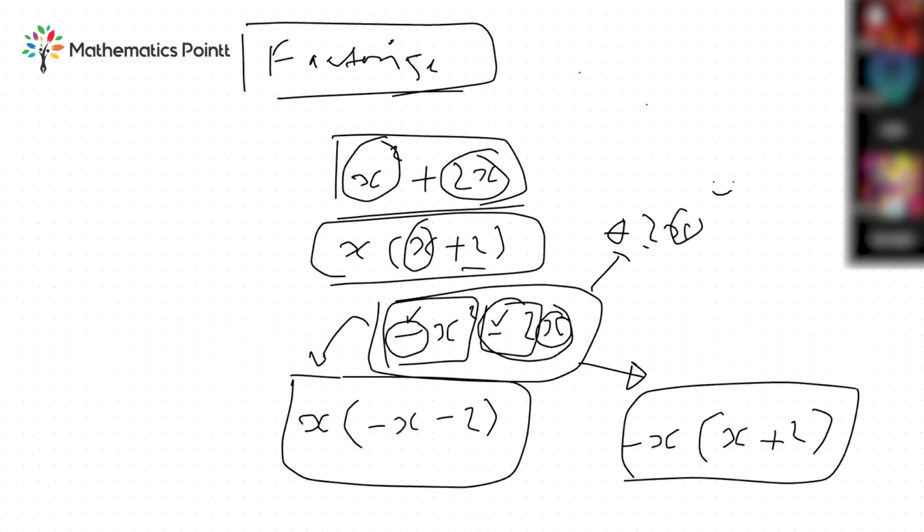I can see various answers here, right? Everyone's given me quite different answers. In fact, few of you are correct. So these are the two correct answers of the factorization.